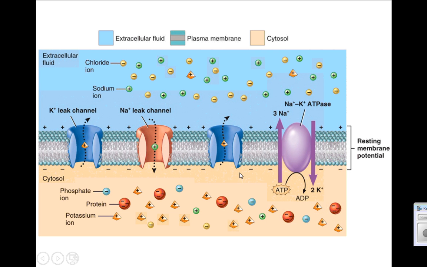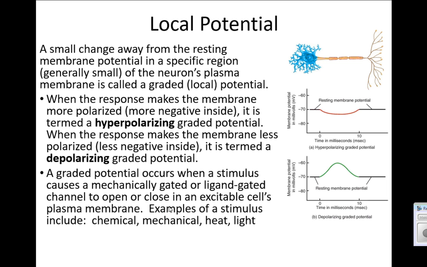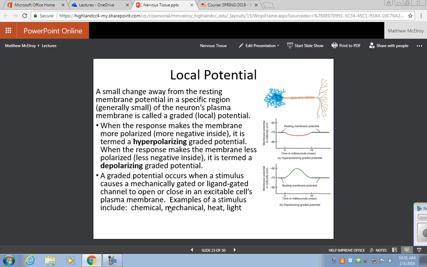All that contributes to this negative 70 inside the cell, which is important for what we'll talk about next time, which are the 2 different types of potentials, graded or local, and action potentials. And so we'll pick up with that first thing.